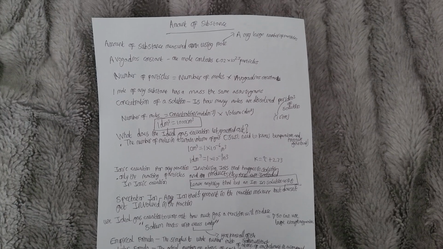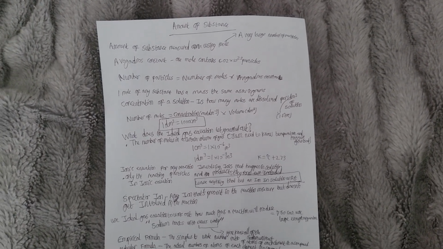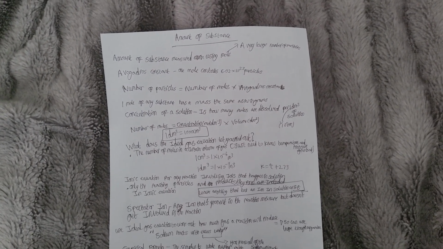Concentration of a solution is how many moles are dissolved per 1 dm cubed, 1 liter, of solution. Number of moles equals concentration, in moles per dm cubed, times volume. 1 dm cubed equals 1000 centimeters cubed.